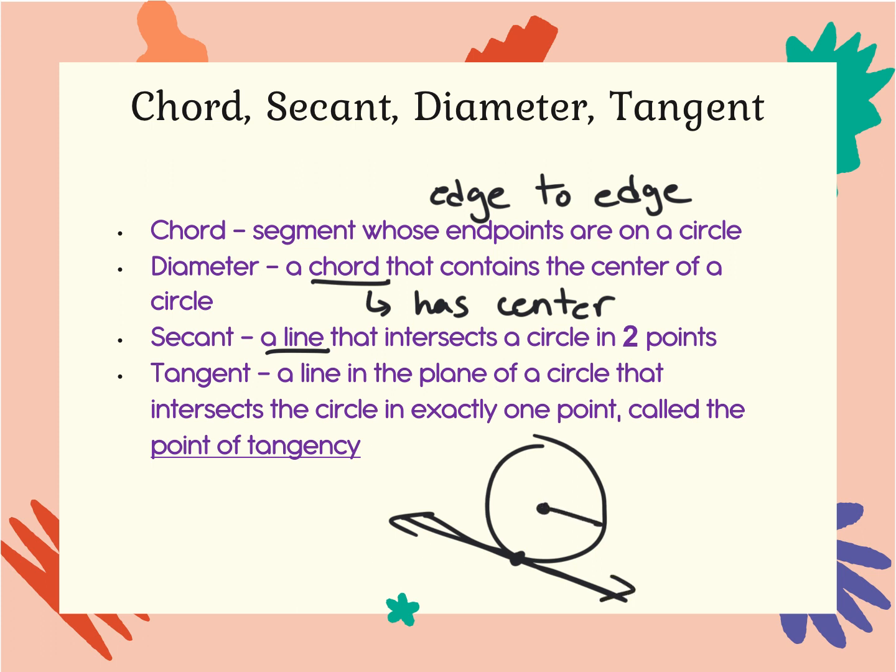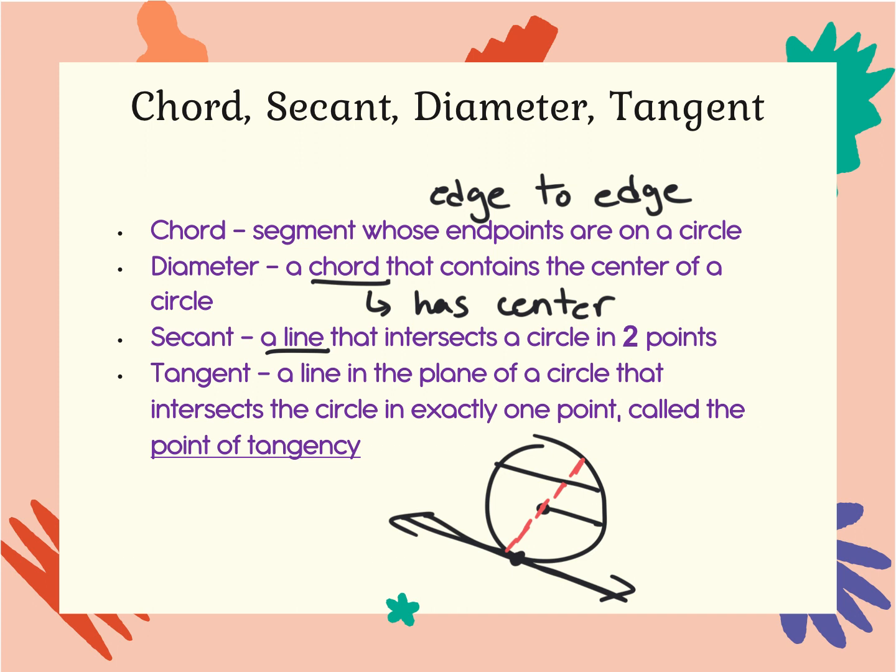So we have the radius inside, a chord through here. I'm going to do it in red for the diameter. The diameter could be right here. As long as it crosses through the middle, it is a diameter. And we have the tangent.